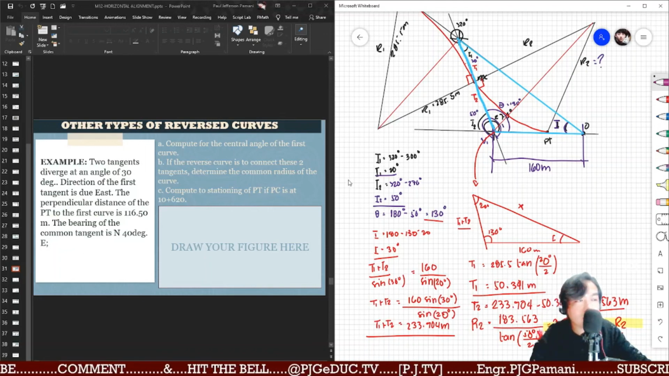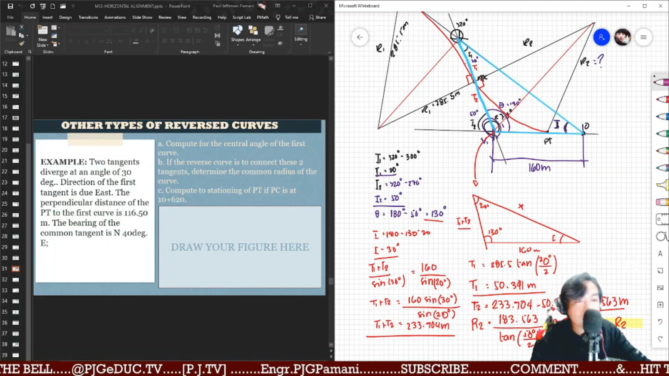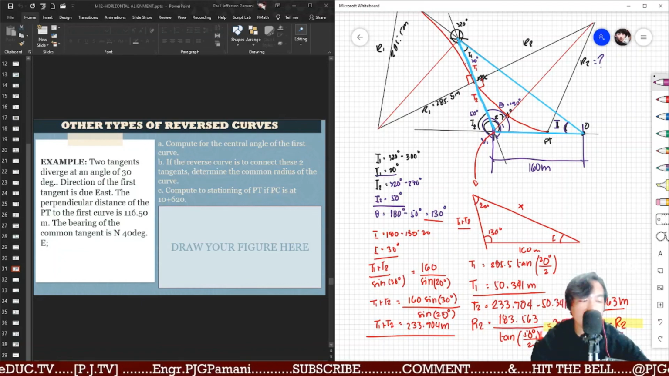Ito, medyo mahaba-haba at napakaraming drawing nito. Question?